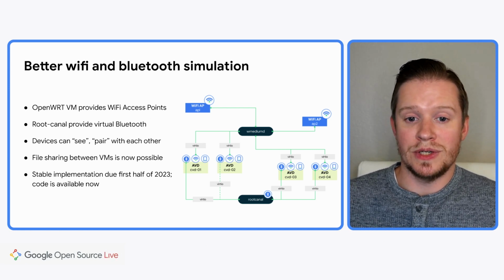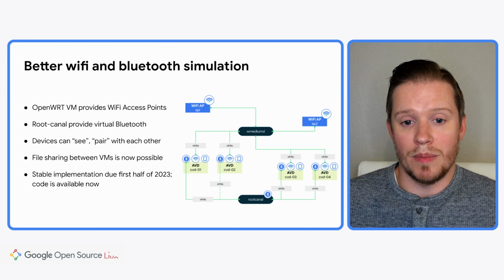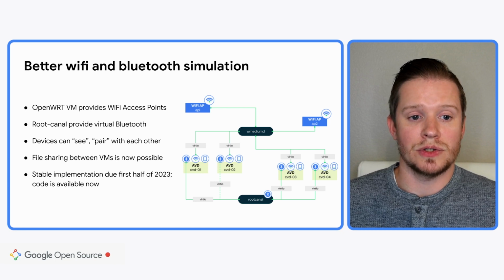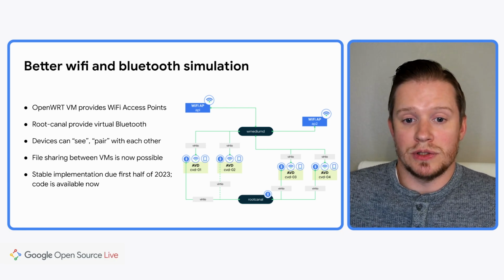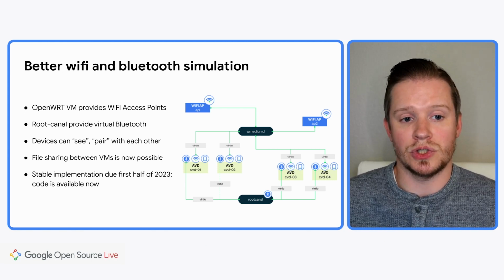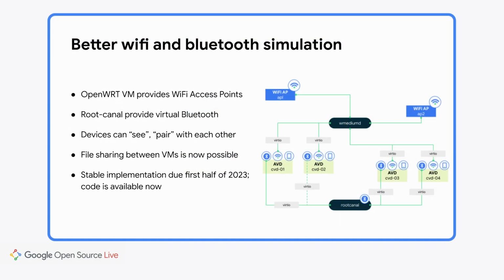So OpenWRT has now assumed responsibility for the Wi-Fi credentialing and other capabilities on Wi-Fi. And the virtual devices can be linked together using those Wi-Fi interactions. Root Canal, which has been mentioned in previous years, is our virtual Bluetooth implementation, and that's also been modified to support multiple virtual machines connecting to it at the same time. So devices can see and pair with each other. File sharing between VMs is now possible using Nearby Share over Wi-Fi and Bluetooth connections. A stable implementation of this will be due in the first half of 2023, but the code is available now in AOSP, and the structure shown in this diagram is currently how it works in AOSP.